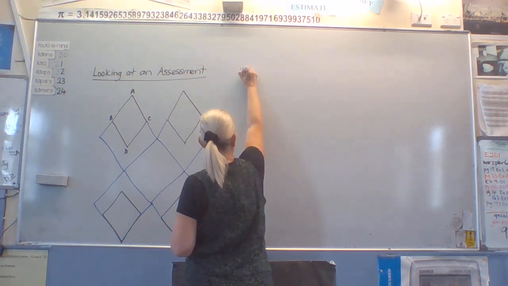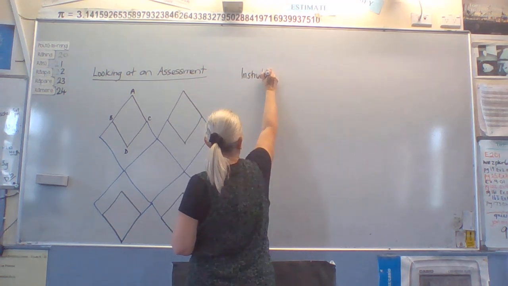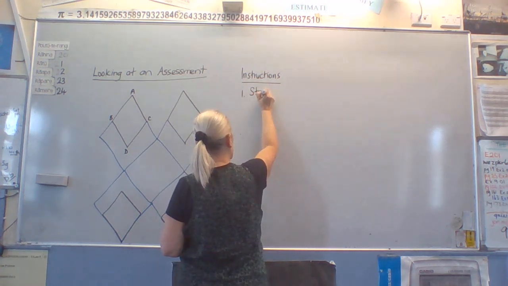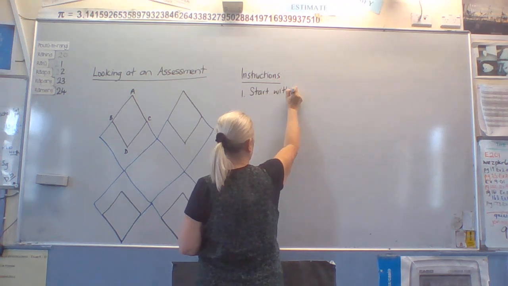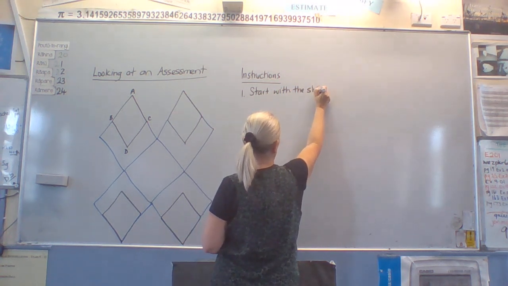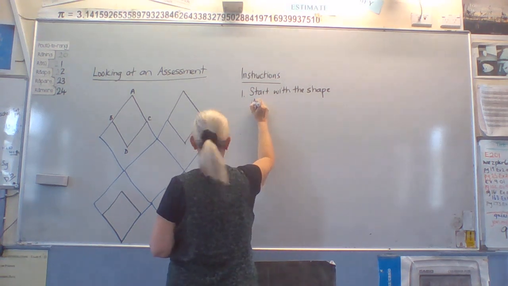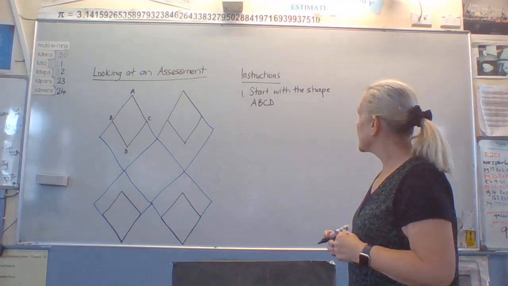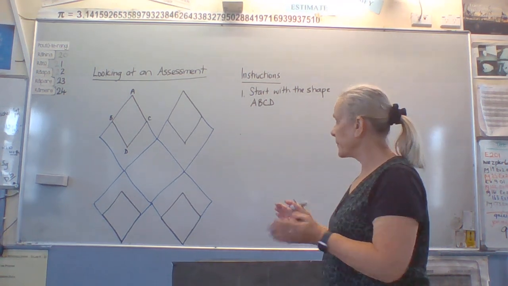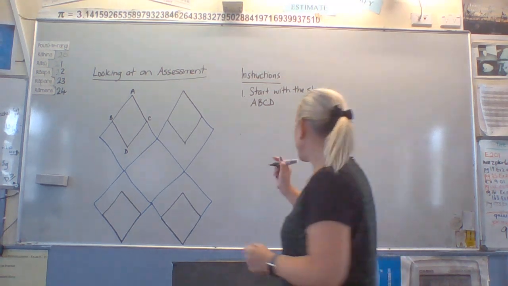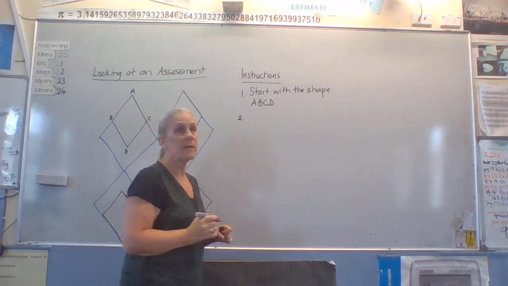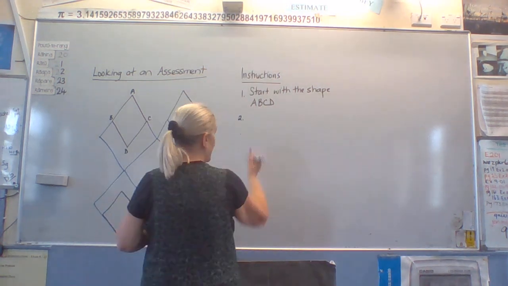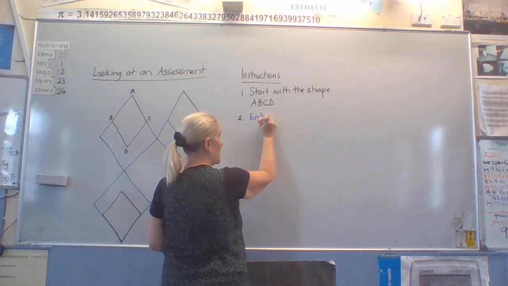Okay, so here's my instructions. 1, start with... I'm not going to call it anything except a shape, because it's not part of what I am designing. So I'm just going to call it a shape for the moment. Start with the shape A, B, C, D. All right. My first thing I did was I enlarged. Right. So if I say enlarge this here, then I'm still at achieved.